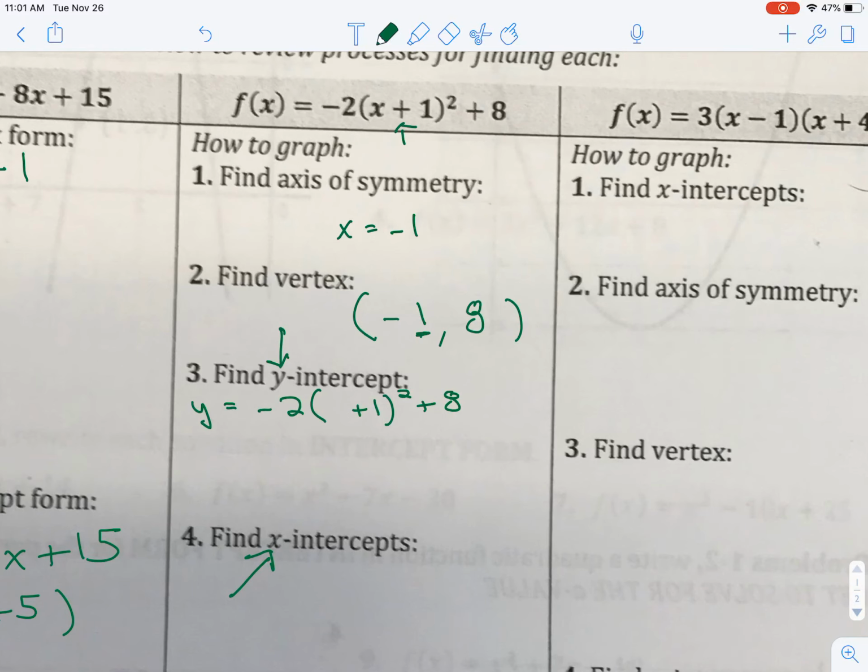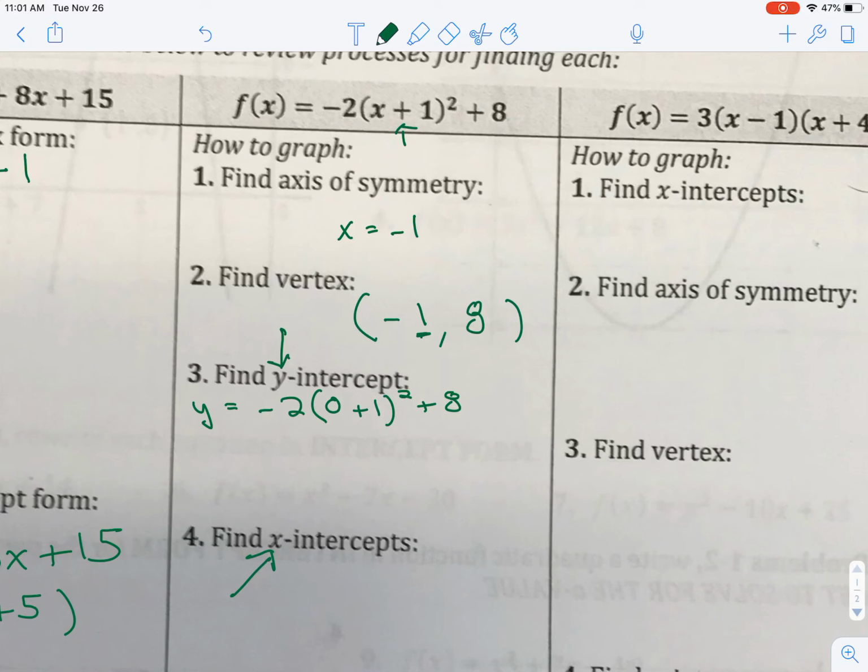So I'm going to rewrite this. Let's see what y is when x is 0. Well, 0 plus 1 is just 1, and 1 squared is 1, and 1 times -2 is -2. So the y-intercept is not -6, it's +6. So the best way you could write this is when x is 0, y is 6.